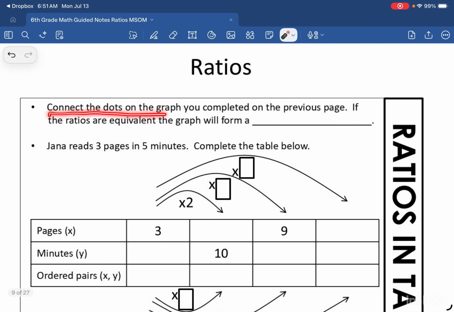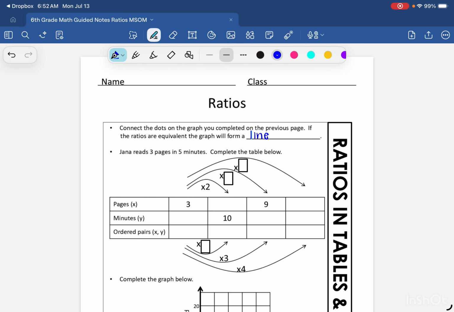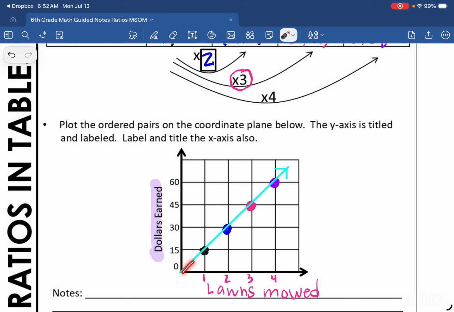Connect the dots on the graph you completed on the previous page, which we already did. If the ratios are equivalent, the graph will form a line, a straight line. So notice, going back to the previous page, notice that this is a straight line. That's because my ratios are equivalent.